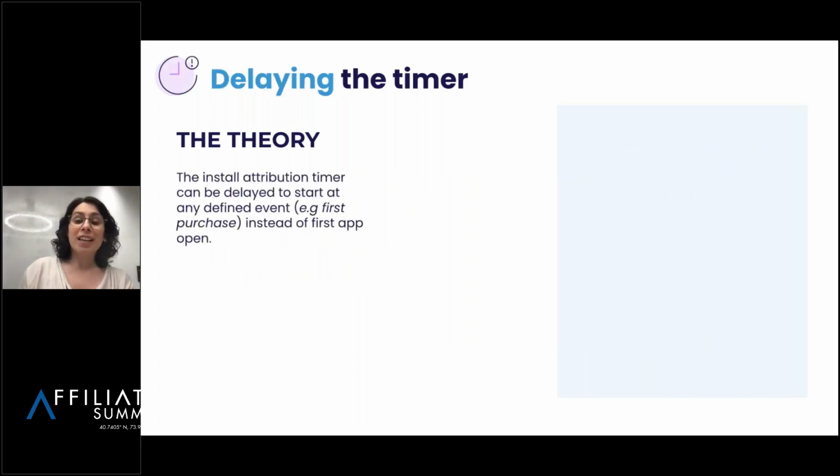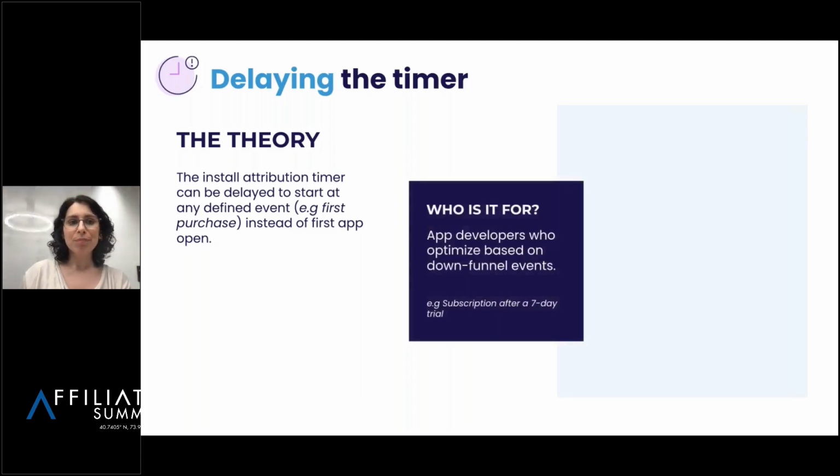Another strategy is delaying the timer. And we've seen that this has been very helpful for customers that are measuring down funnel events, like subscription-based apps that want to know what happens 7 days or more after the download, so that they can assess whether the users are signing up after a free trial. And in this way, basically, the install attribution timer is delayed.